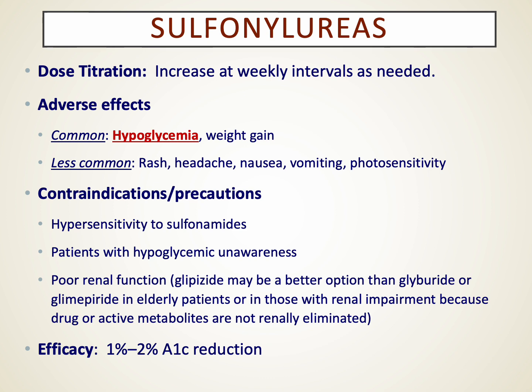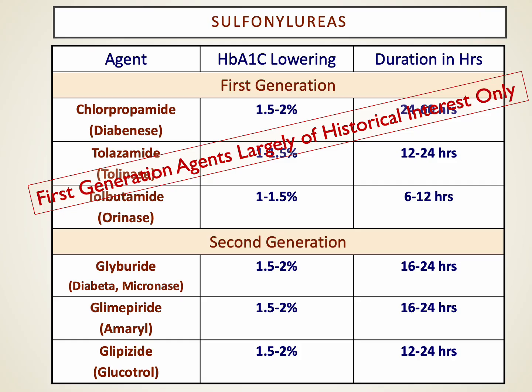The other modest advantage, if you're looking at serum glucose levels, is that they are pretty effective at lowering hemoglobin A1C. But they are problematic with their hypoglycemia, their weight gain, and their clearance in patients who have some renal dysfunction. Here's a table of some of the older first and second generation sulfonylureas.